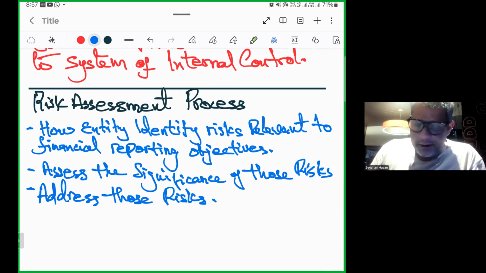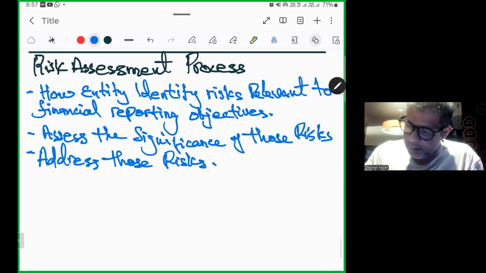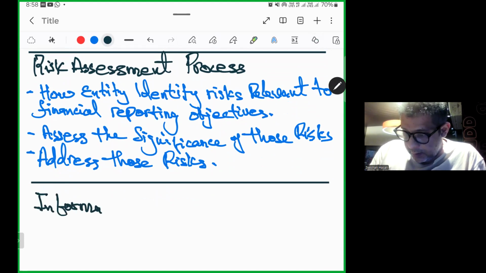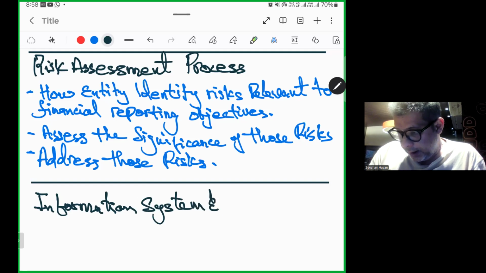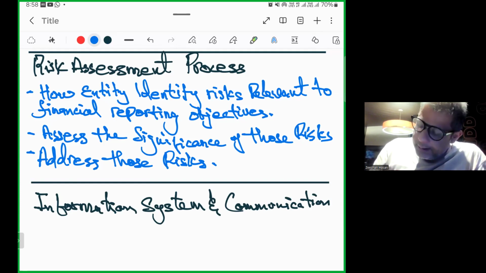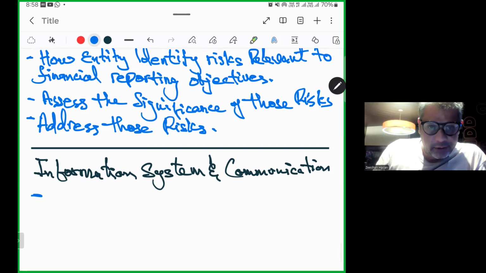Now, the information system and communication. The auditor is required to obtain an understanding of the entity's information system and communication relevant to the preparation of financial statements by, number one, understanding the information system activities.